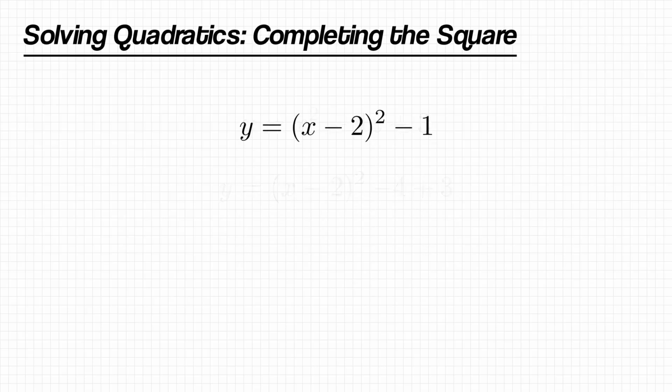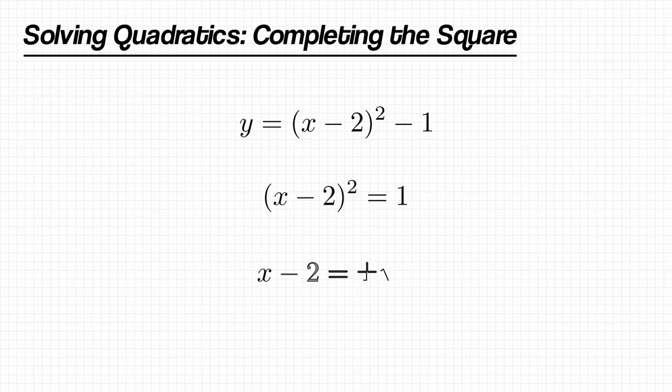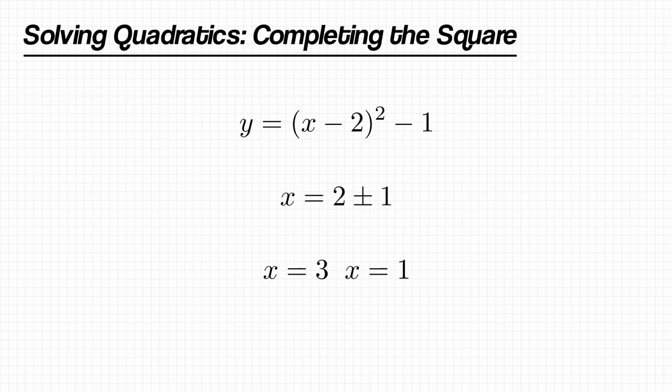Let's now use this form of our quadratic to solve for its roots by setting y to 0. First bring the 1 to the other side. Now square root both sides. Bringing the 2 over the other side gives us x to be 2 plus or minus 1. This would give us solutions of x equal to 3 and x equal to 1.